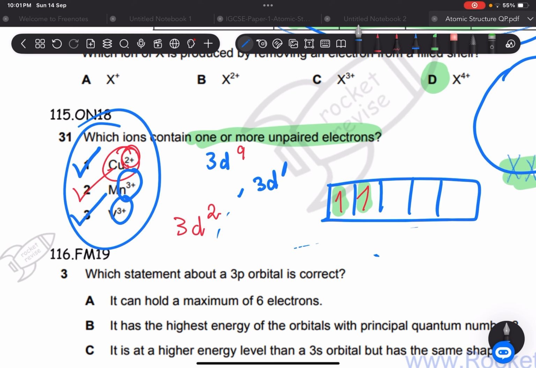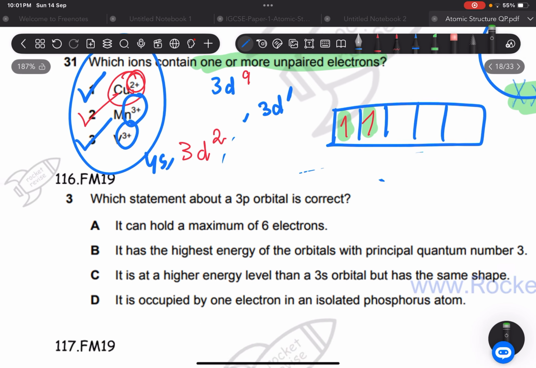The trick over here was that people forget to write the 4s before 3d, and what then happens is that they take out electrons first from the 3d subshell. That's going to be extremely wrong. First you have to take out from the 4s subshell.